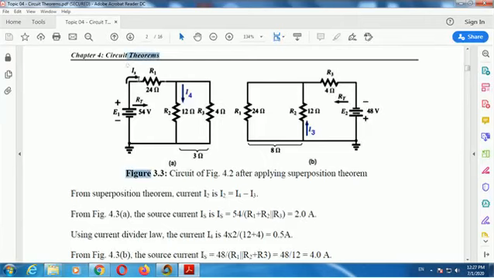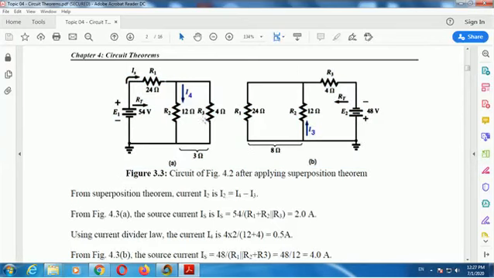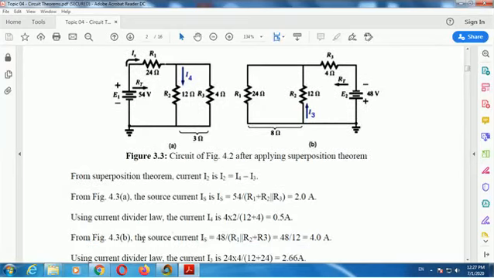After getting IS, we use the current divider law to find I4. I4 is 4 divided by 12 plus 4, times 2, equal to 0.5. This is figure 4.3a, which is for the 54 volt source.